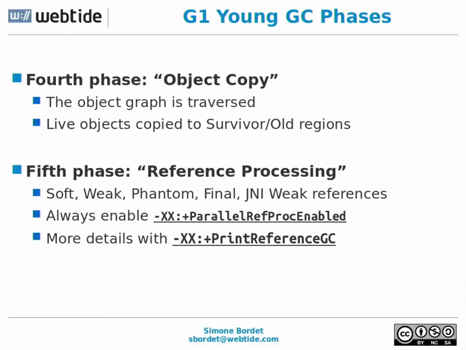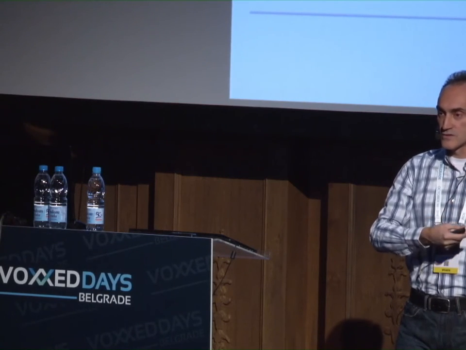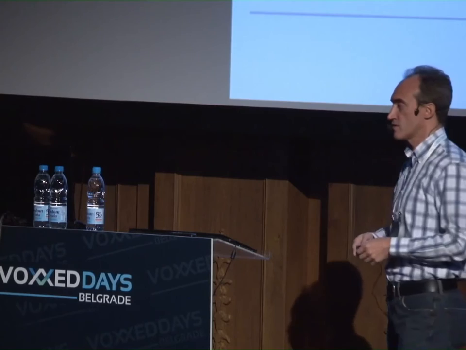Of course, when you navigate the object graph, you're just moving the live objects. Those that are garbage remain behind, and they will just be thrown away. That particular region will become a free region and will be reused for future work.